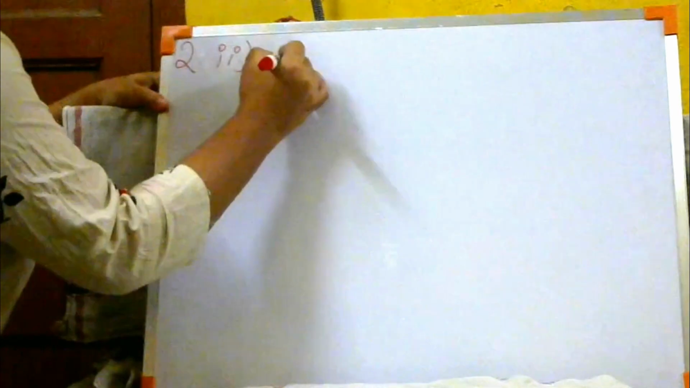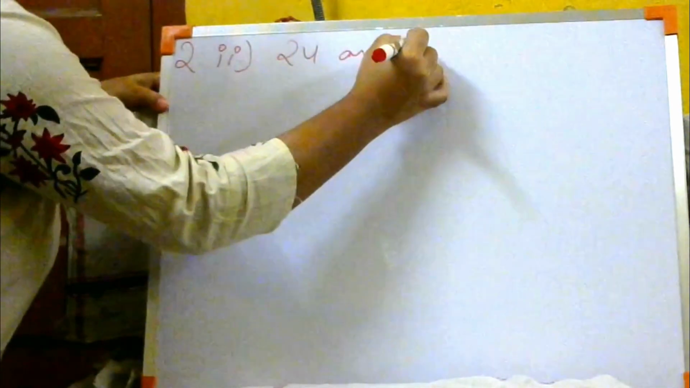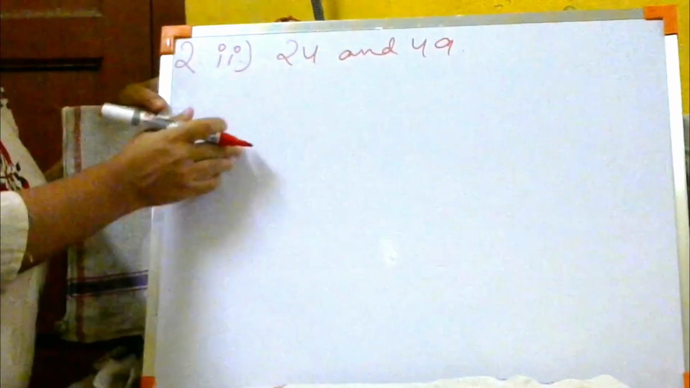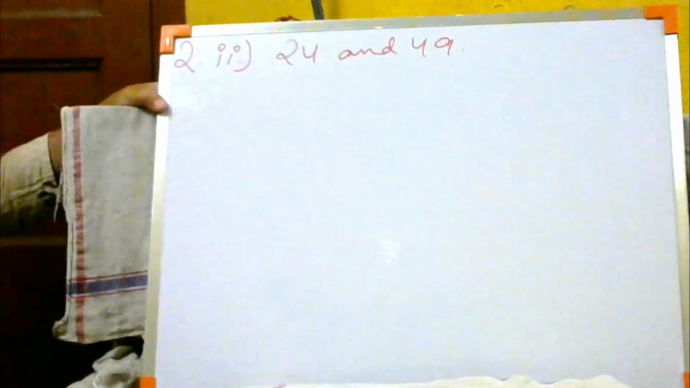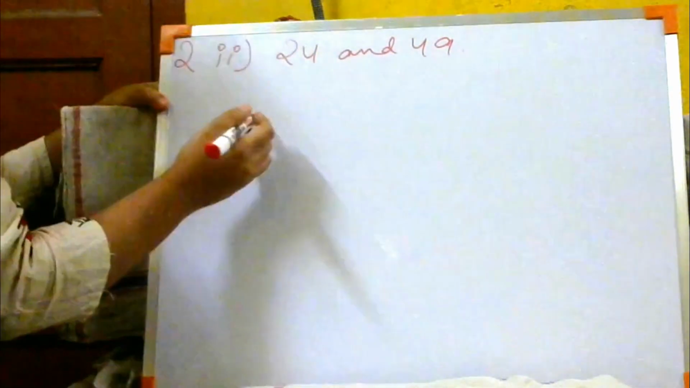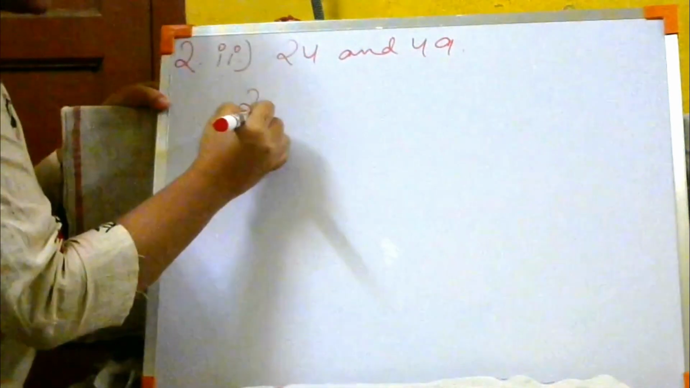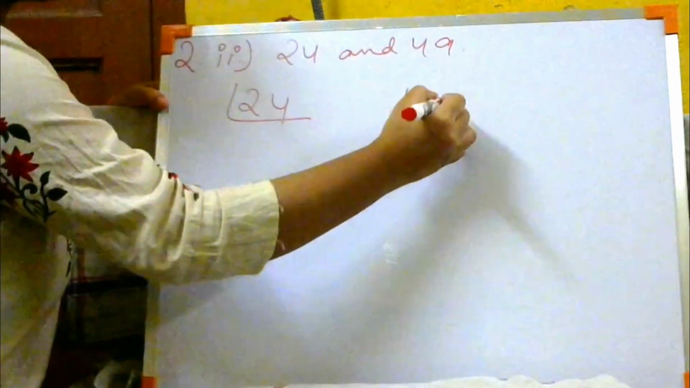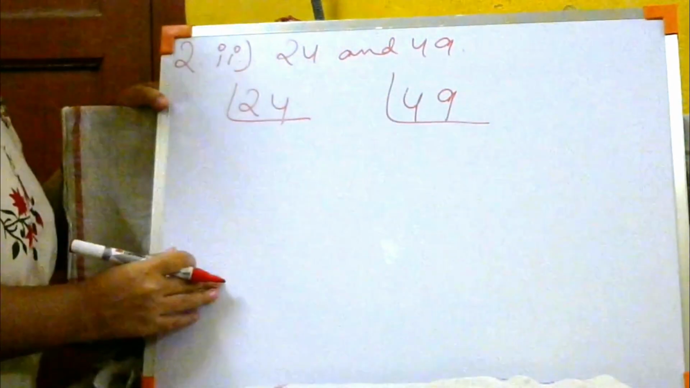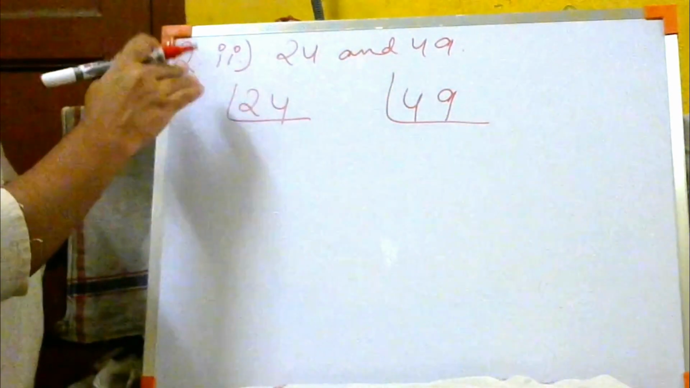Now, 2 part 2. 2 part 2, the numbers are 24 and 49. So you have to find the HCF of 24 and 49 using prime factor method. Now what does this mean? Prime factor method. Prime factor, yaad hai na, we were doing it like LCM. So you have to find the prime factor of 24 also, and on the other hand you have to find the prime factor of 49 also. Let us find 24 first. Do it with a simple number.